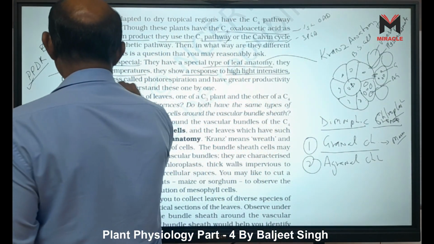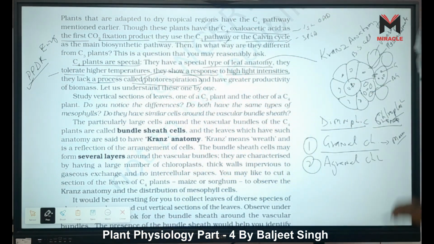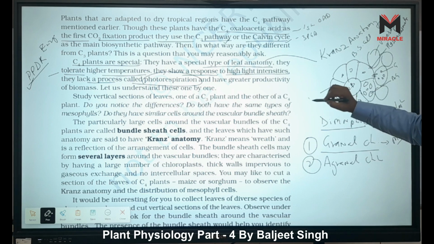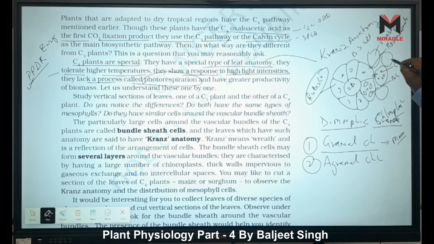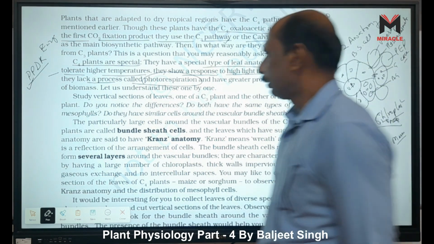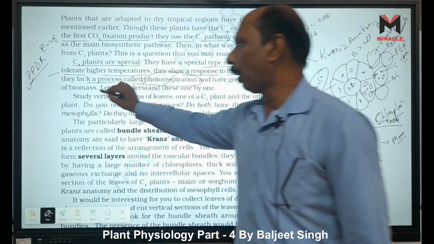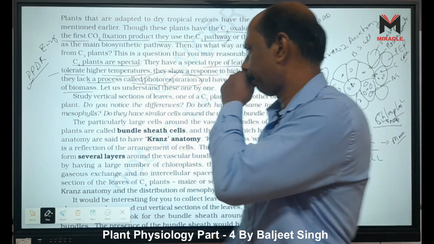Photorespiration is absent here because in mesophyll cells the Rubisco enzyme is absent. The bundle sheath cells contain Rubisco, right? But mesophyll cells have no Rubisco; they have PEPcase. That's why photorespiration is absent and they have greater biomass productivity than C3 plants.